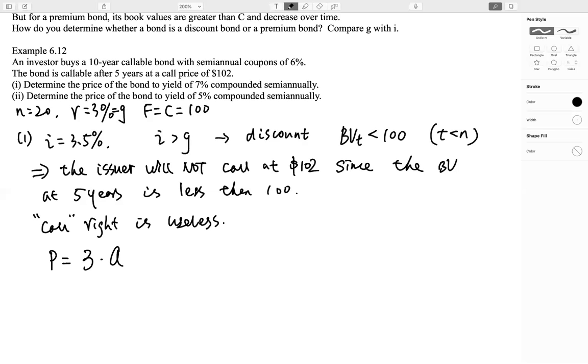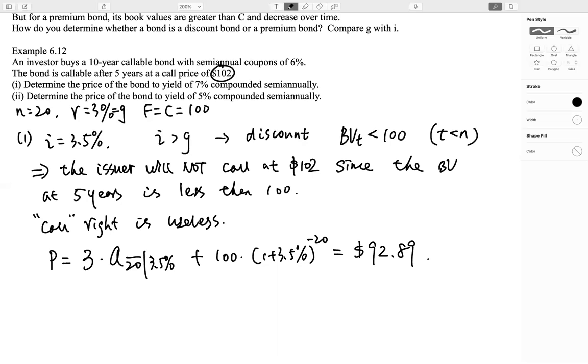Coupon is 3. I have 20 terms to go, and my interest rate is I, so 3.5%, plus $100 in the end, negative 20. So we can easily calculate the price is 92 point. Again, this price is less than 100 as expected. Again, this means it's a discount bond. For a discount bond, it will not call for more than $100.